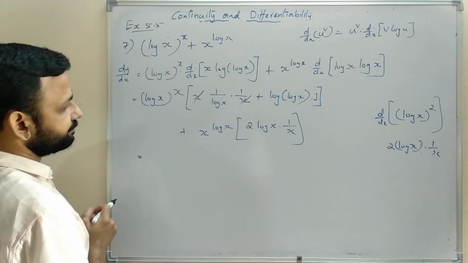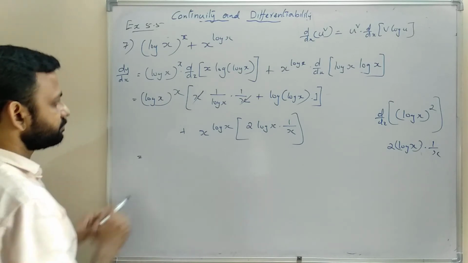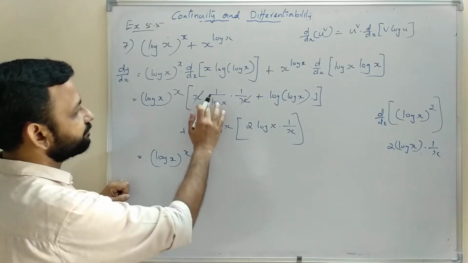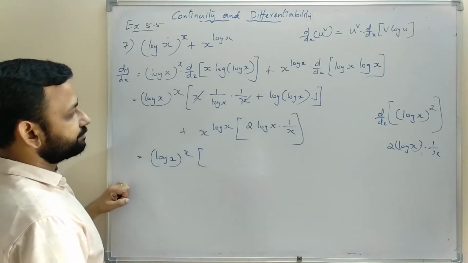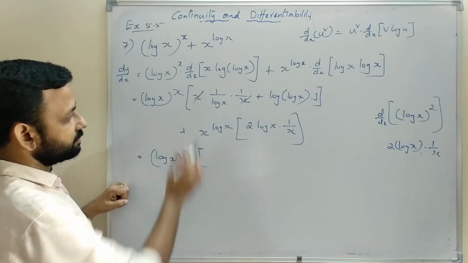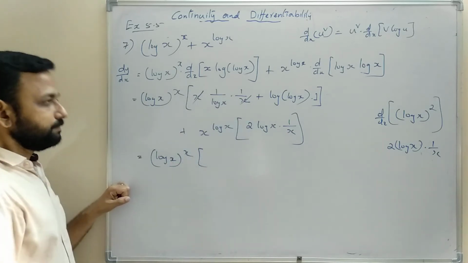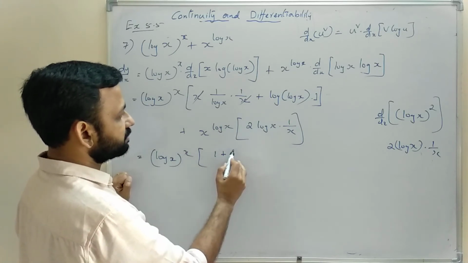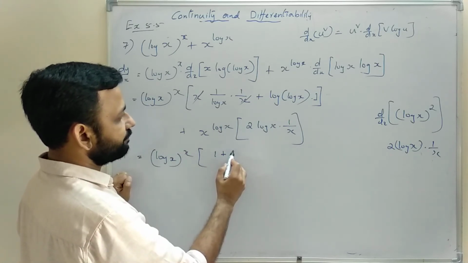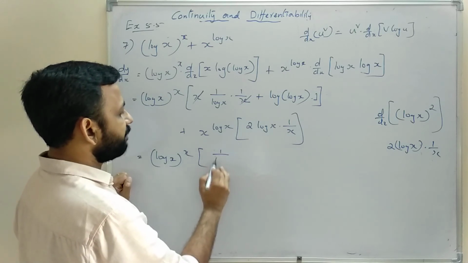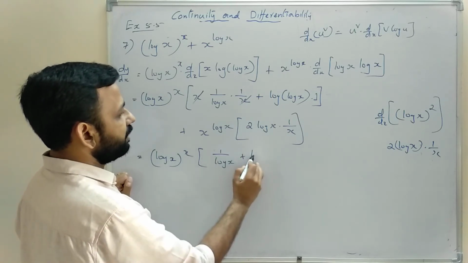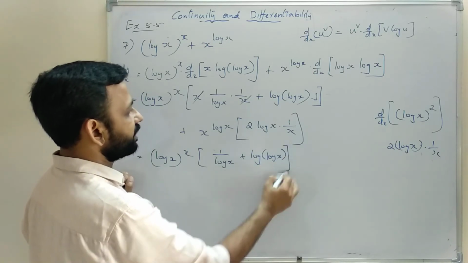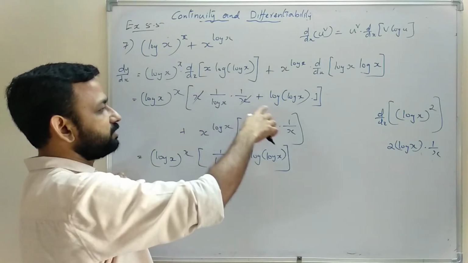So we will get a log x raised to the power x in bracket, x upon x and x cancelled now. In bracket we will get a 1 by log x plus log x.